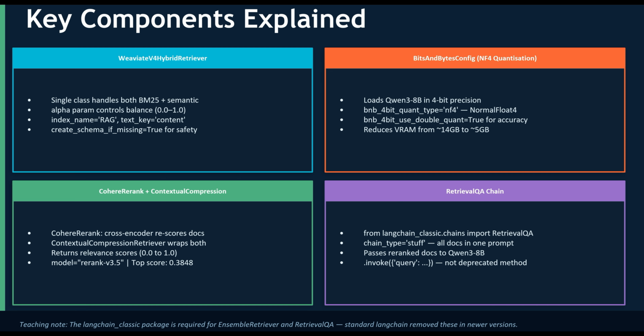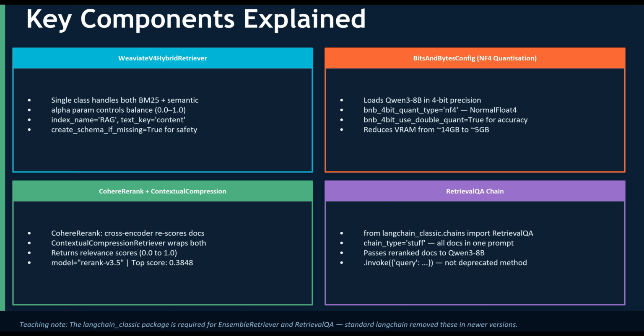NF4 is a special quantization format designed for language models. It keeps accuracy high while reducing memory from about 14 gigabytes down to around 5 gigabytes. That's what makes it feasible on a free T4 Colab GPU.